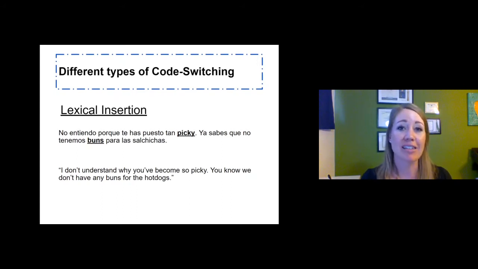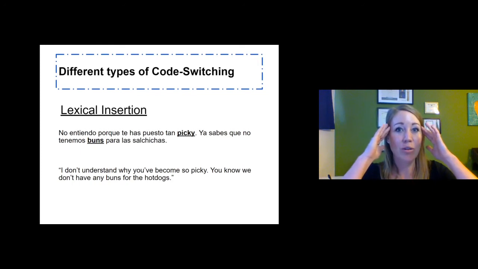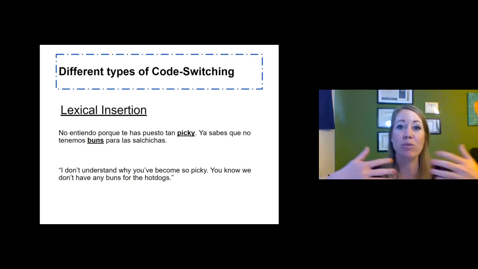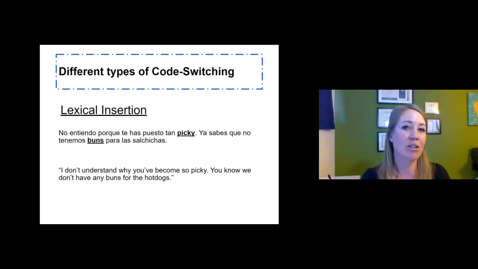The first is called a lexical insertion. If you remember the word lexicon, lexical, that means word. So lexicon means the words in your head. Lexical means word. So when we say lexical insertion, we're saying word insertion. They're putting a word in there. So the top sentence is an example of a primarily Spanish sentence with a lexical insertion of an English word sporadically in the sentence. So it's primarily a Spanish conversation, but we're inserting maybe a few English words.